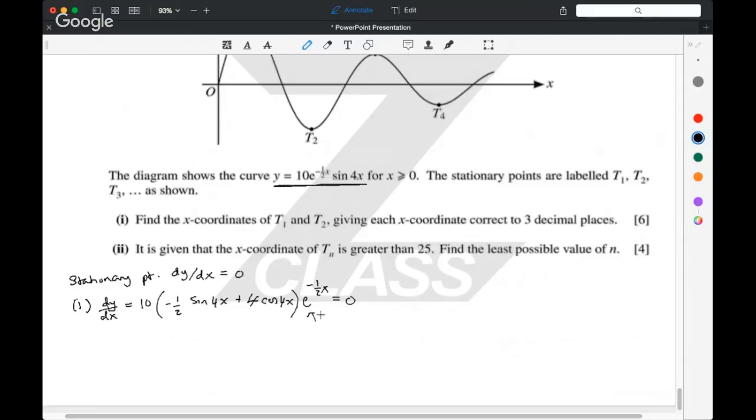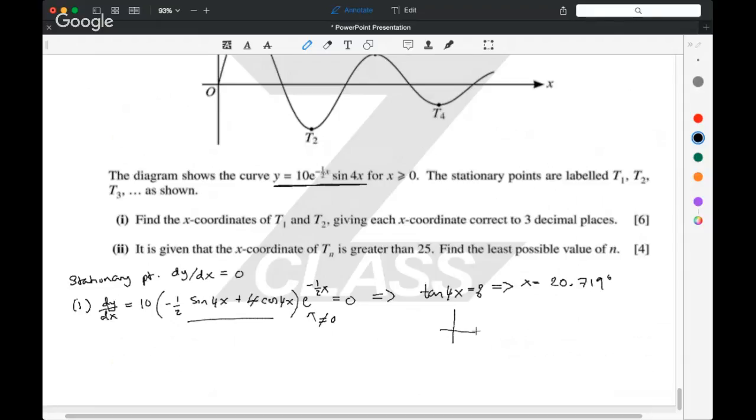And you recognize that e raised to the power of anything is never 0. So this thing cannot be 0, so the thing inside the bracket must be 0. If we do that and then rearrange, we get that tan of 4x is equal to 8. Now we can plug this into our calculator, and that will give us that x is equal to, say, 20.719 degrees. But we've got to recognize that there is a periodicity in the tangent function.